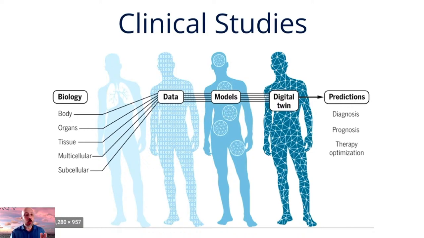And we don't need to create a whole new digital person, as we can start smaller, creating digital twins of organs. The liver is a key organ in the body that is implicated in various diseases, and liver toxicity is actually a leading cause of drug failures.